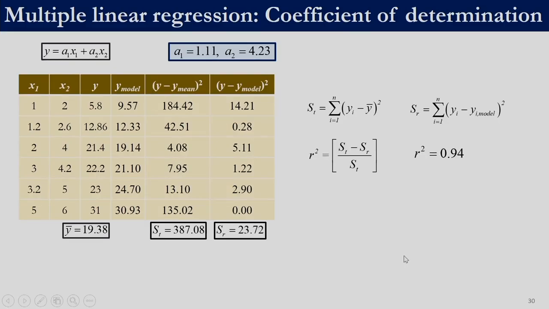Again, this is just for the sake of completion. You can calculate the R square value. Had we taken the mean as the model, what would be the error? And now that we have a model, what is the error? The difference ST minus SR shows the improvement. ST minus SR by ST is the coefficient of determination. That is 0.94 in this case. That concludes the linear regression part.